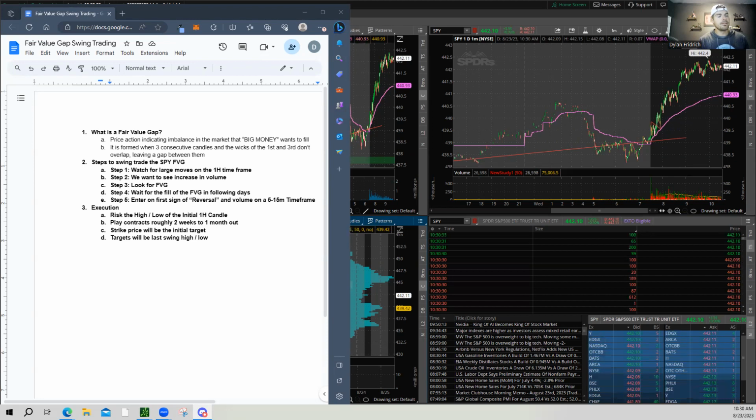So to start, guys, what is a fair value gap? It's price action indicating an imbalance in the market. Big money hates these. They want these imbalances filled. There's very big liquidity in these moves, and that's where big money can fill their shares, their contracts, you name it. It's formed when, across 3 consecutive candles, the wick of the first candle is not overlapping with the third, which means there's a gap on this second candle.